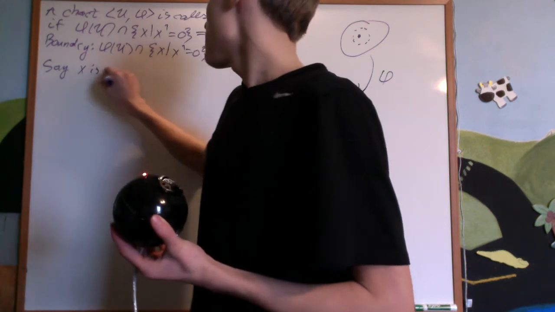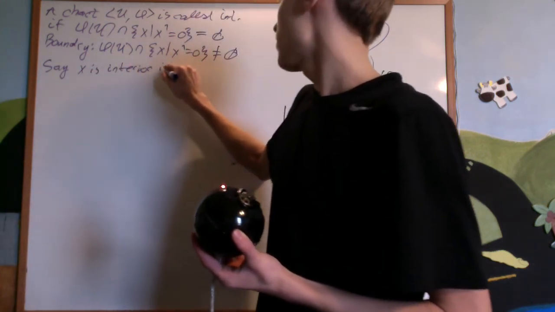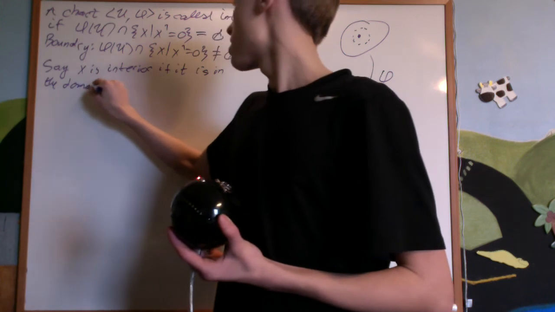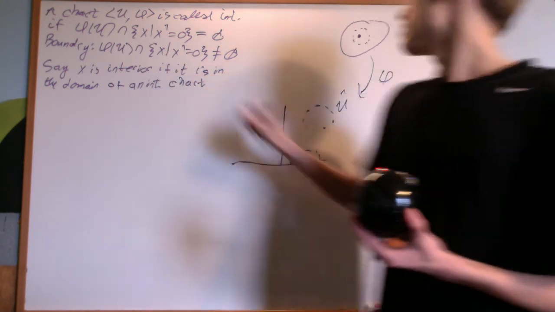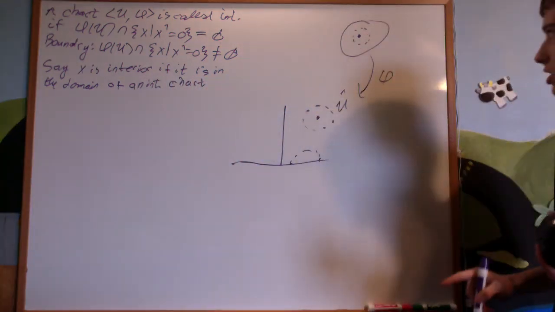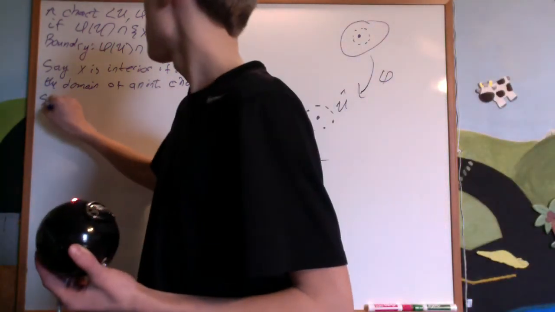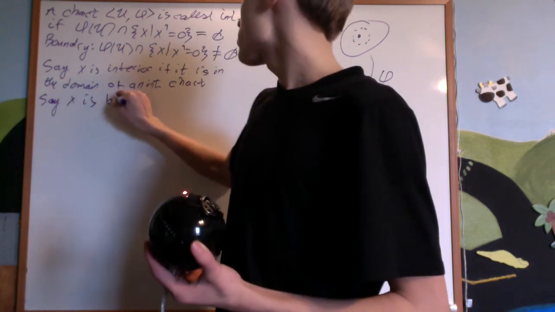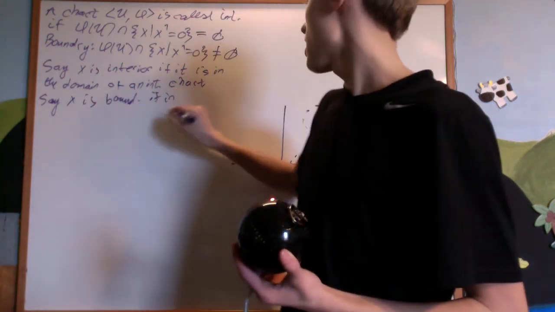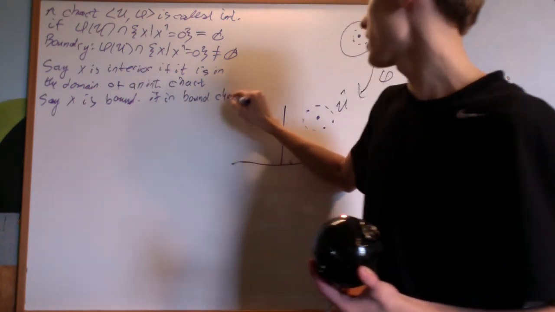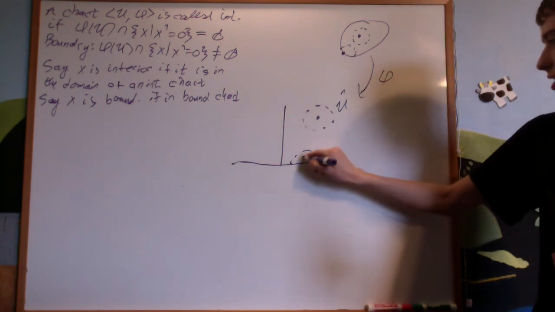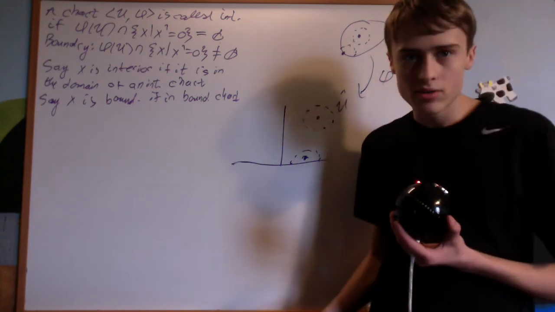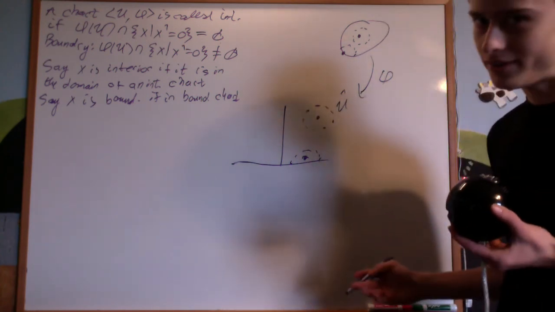And so we say that x is interior if it is in the domain of an interior chart. Okay? So this point right here, it's in an interior chart, so it's interior, and we say that x is boundary if it's in a boundary chart, the domain of a boundary chart. Okay, so right there, I could have a point which is in a boundary chart, but it's not actually on the boundary. And that's the distinction that needed to be made, and that's why my definition was wrong.